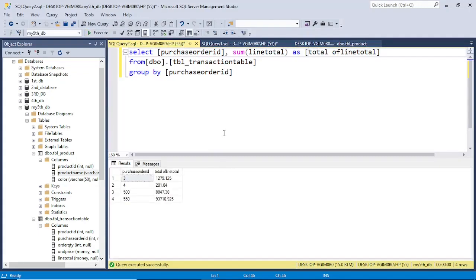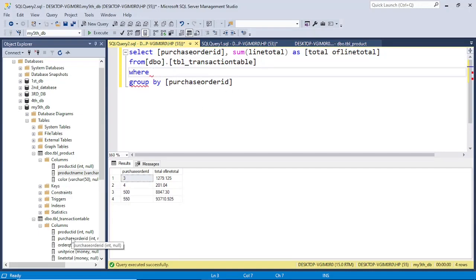Right, in this situation, let's employ the where clause. Using the where clause, where purchase order ID is equal to 7. Okay. Is equal to 7. Purchase order ID equal to 7.